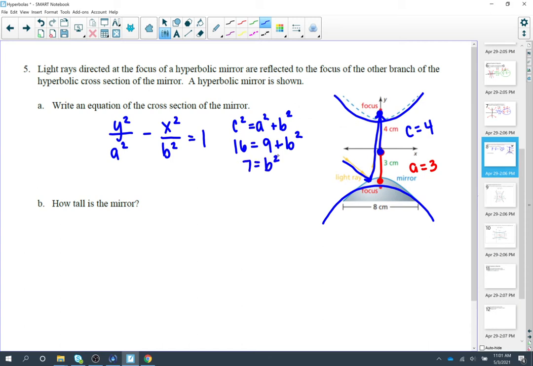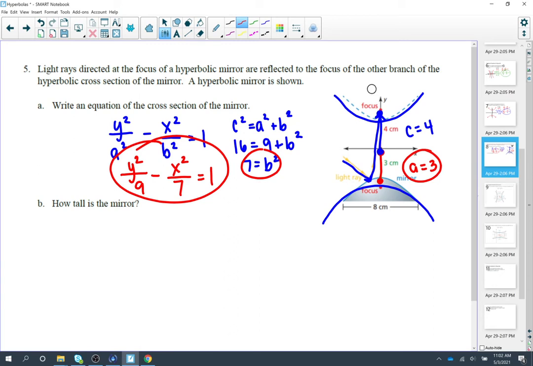And again, we don't need to go further here because in our equation we're just going to put B squared, which is 7 anyway. So y squared over A squared, A is 3, so we know this is 9, minus x squared over B squared, which we just found was 7, equals 1.